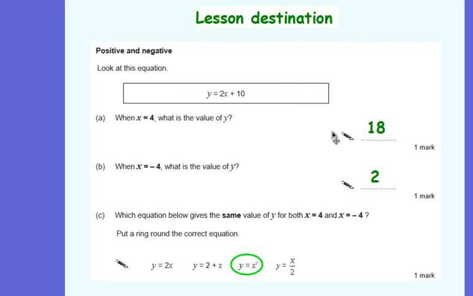The first one you should have got 18. For the second one you've got 2 times -4, which is -8, plus 10 gives you 2. And for the last one, y is equal to x squared gives you the same value because 4 times 4 is 16 and -4 times -4 is also 16.